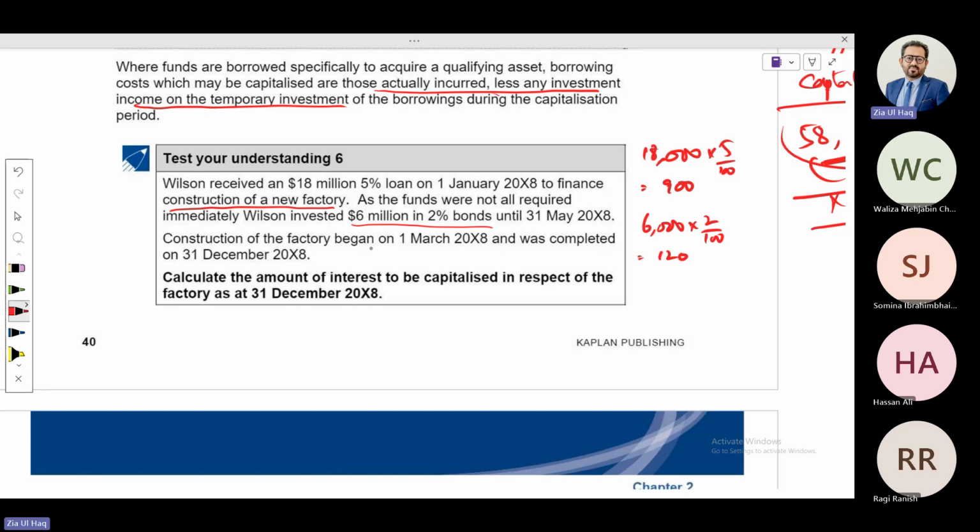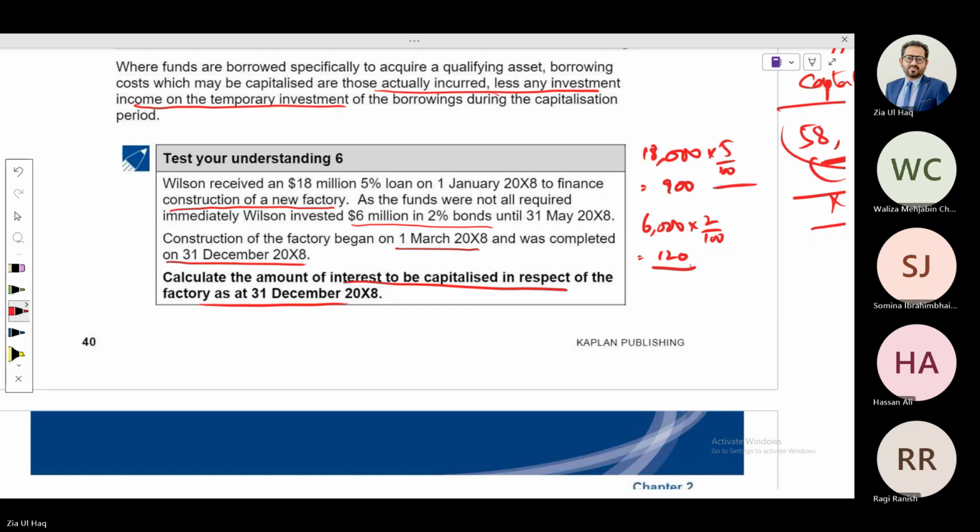Construction of the factory began on 1st March 20x8 and was completed on 31st December 20x8. So construction started when? 1st March 20x8, and construction completed when? 31st December 20x8. This means for the complete year the amount should be capitalized, but we need to deduct any investment income from this amount. So what is the investment income? That is 120. So if we deduct 120, the remaining should be capitalized. Calculate the amount of interest to be capitalized in respect of the factory as at 31st December.